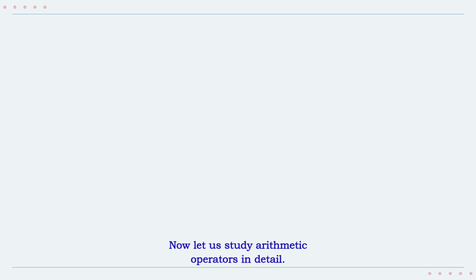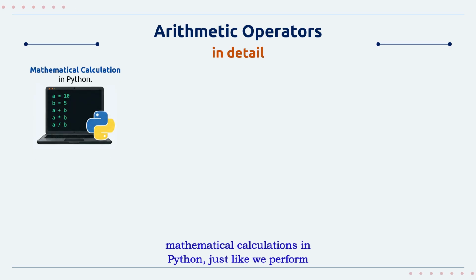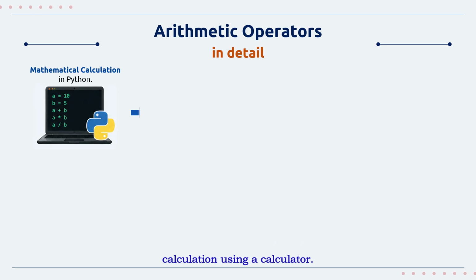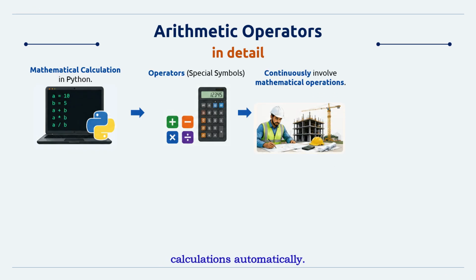Now let us study arithmetic operators in detail. So, arithmetic operators are generally used to perform mathematical calculations in Python. Just like we perform calculations using a calculator, Python also provides special symbols called operators to perform all these mathematical calculations automatically.